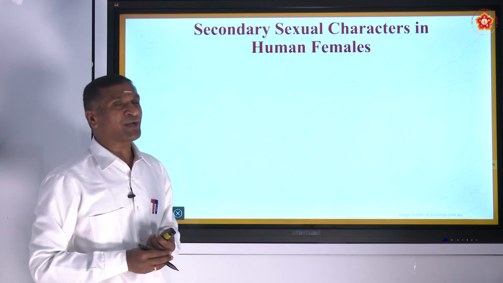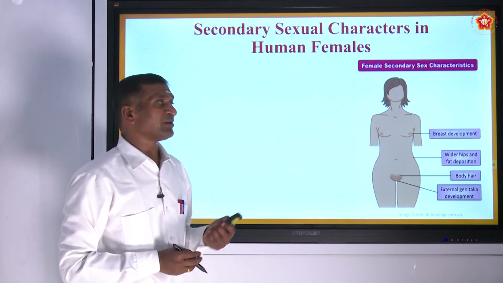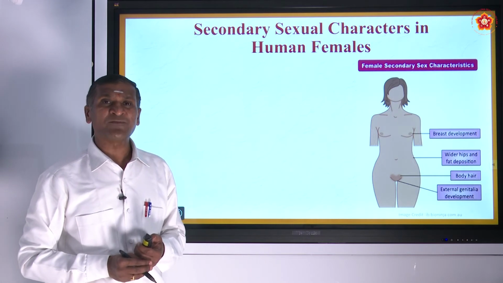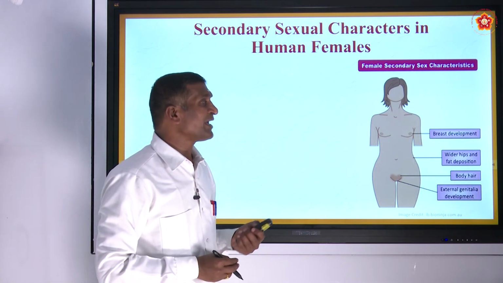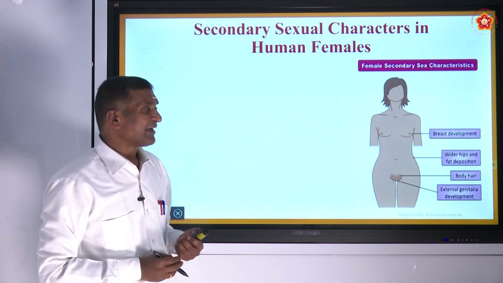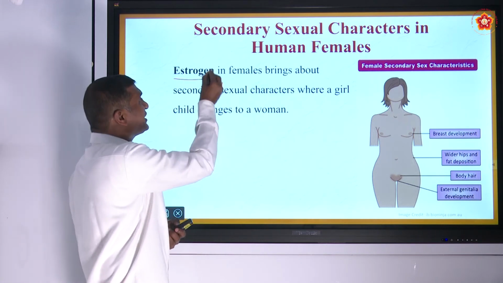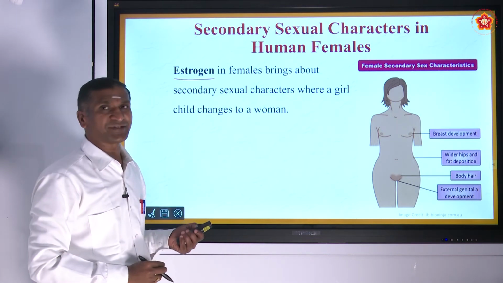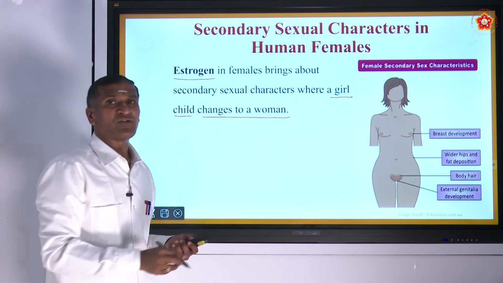The secondary sexual characters in human females: if you observe the picture, you can see the major ones. The breast development, wider hips and fat depositions, body hair, and genital development. Mainly the estrogen in females brings about the secondary sexual characters where a girl child changes to a woman.